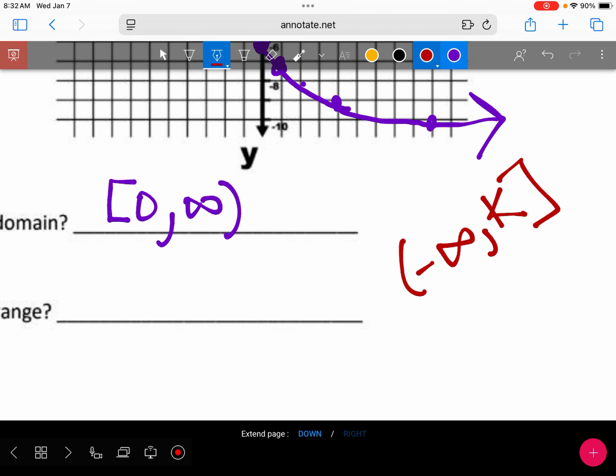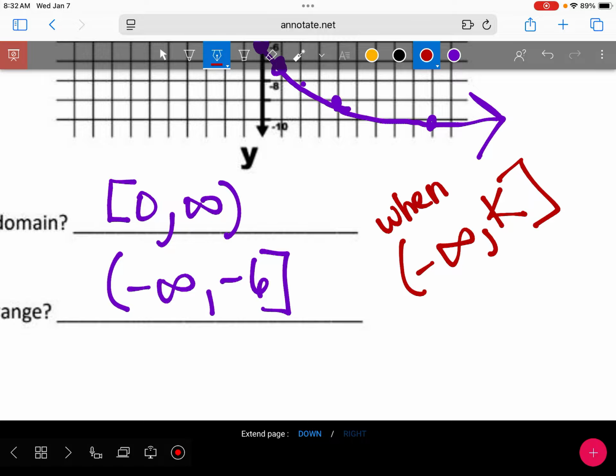So my range is going to be -infinity, and then what was K again? To -6, put a bracket. This is only when A is negative. When A is negative.